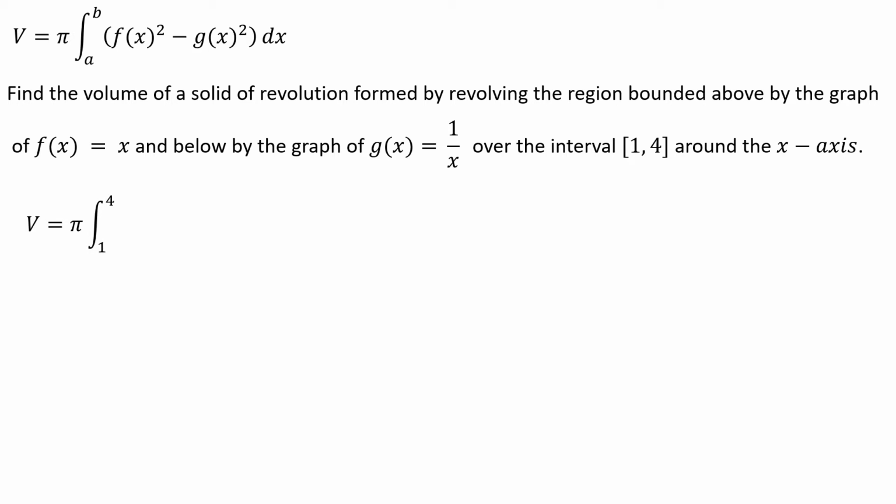And then I'm going to need my outer radius squared. Okay, so the one that's further from the x-axis, f of x equals x. So it's x squared. I gotta subtract. And then the inner radius, the smaller radius, well, it'll be g of x. I gotta square that, so 1 over x quantity squared. And of course, then I need my thickness, dx, because we're slicing this thing up.